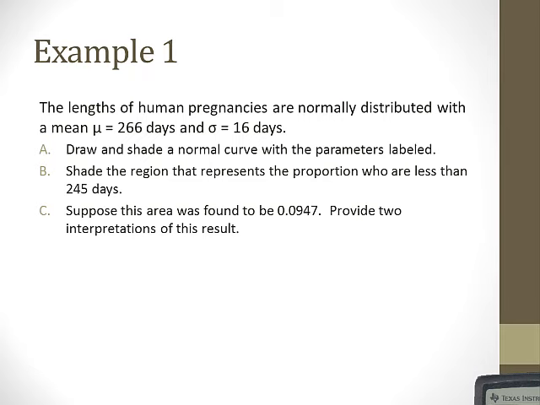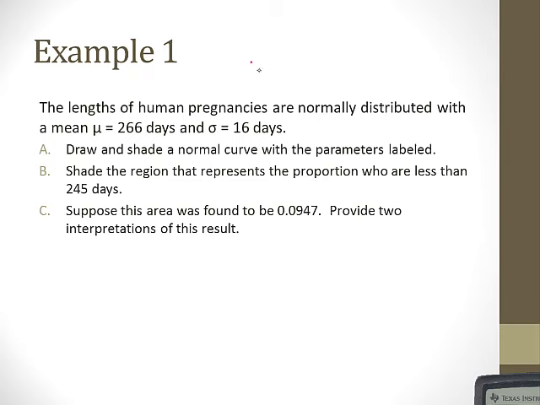So example 1. The lengths of human pregnancies are normally distributed with a mean of 266 days and standard deviation of 16 days. Draw and label a normal curve with the parameters labeled. I didn't always used to make students draw this out, but students who didn't draw it out universally missed it, and students who did draw it out almost always got it right. So let's draw this thing out. It helps us think about it.